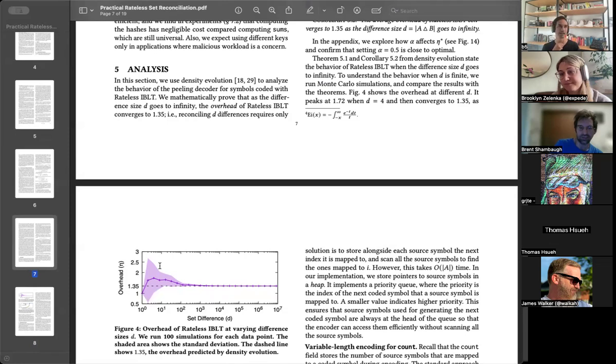Yeah, so it's like if the total size of the difference in bytes is 100 kilobytes, you have to send on the order of 135 kilobytes of data. Okay. It basically has like a third overhead, one way of thinking about it. Yeah. Of the difference. Of the difference. Not of the sets.